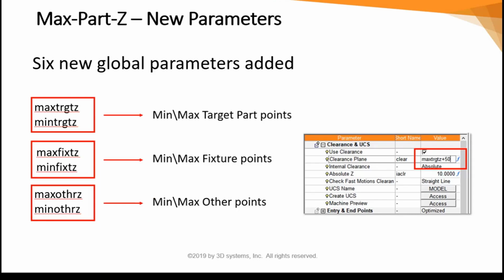In version 15, we have new shortcut names. Six new global parameters were added. They are defined to be the highest Z and the lowest Z, respectively, of all points of the target, feature, or other as defined in the NC setup.